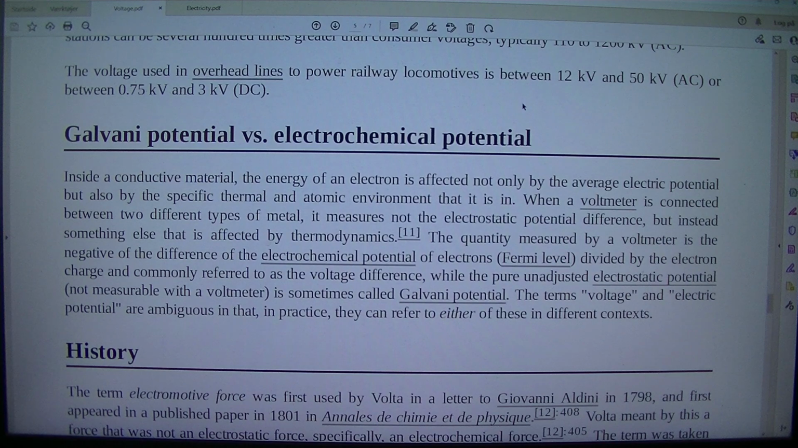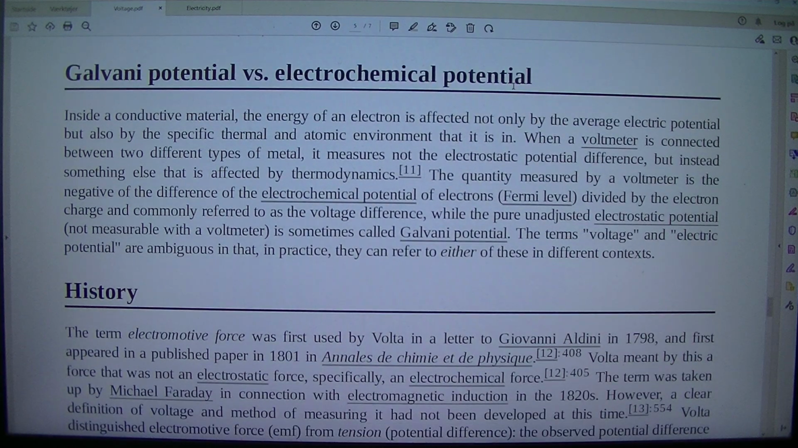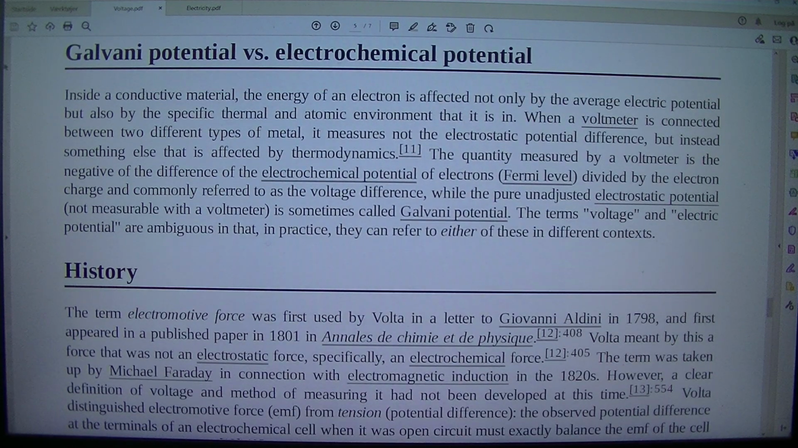Galvanic potential versus electrochemical potential. Inside a conductive material, the energy of an electron is affected not only by the average electric potential but also by the specific thermal and atomic environment that it is in. When a voltmeter is connected between two different types of metal, it measures not the electrostatic potential difference, but instead something else that is affected by thermodynamics.